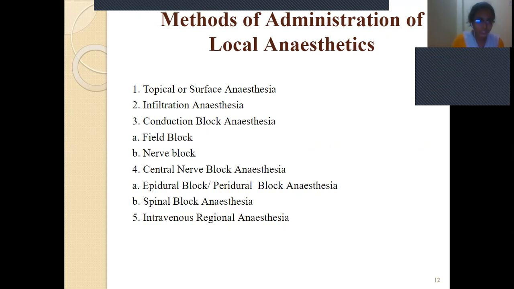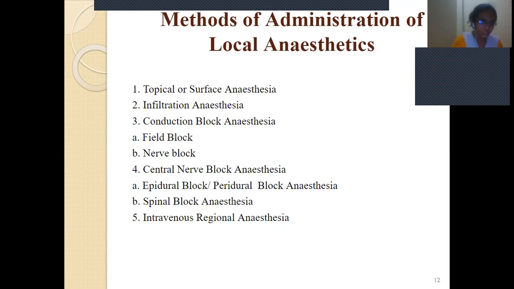And next, infiltration anesthesia. The dilute solution of the local anesthetic is injected just under the skin to block the nerve terminals, so it will affect the nerve terminals. Next, conduction block anesthesia. It is mainly given to the surrounding areas of the scalp.